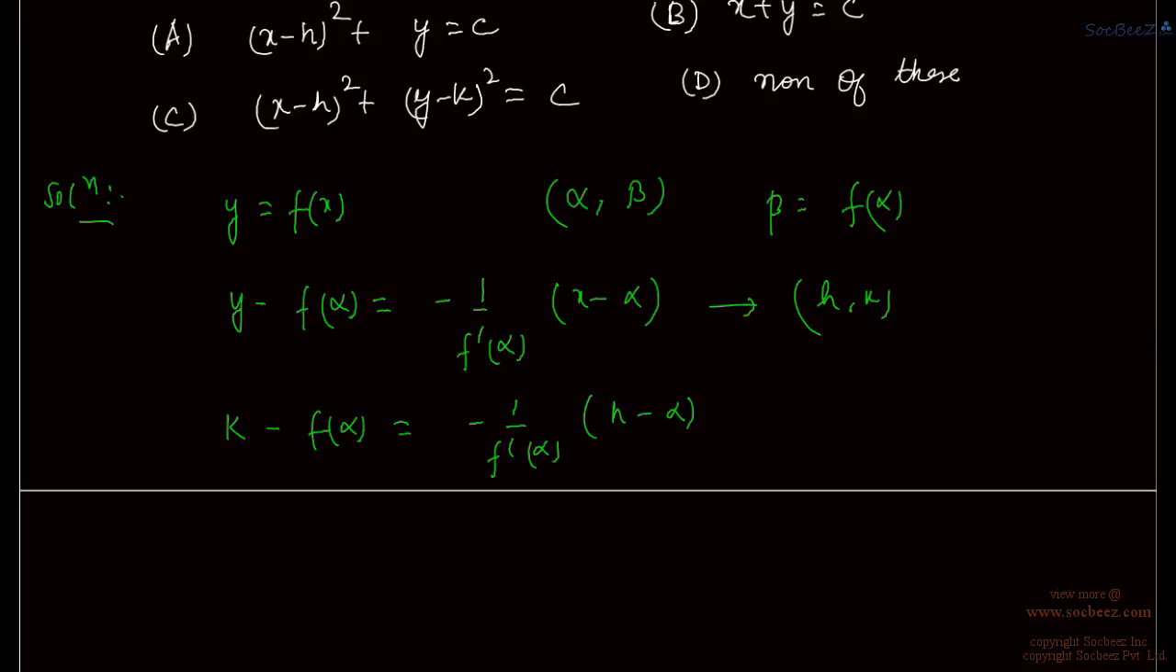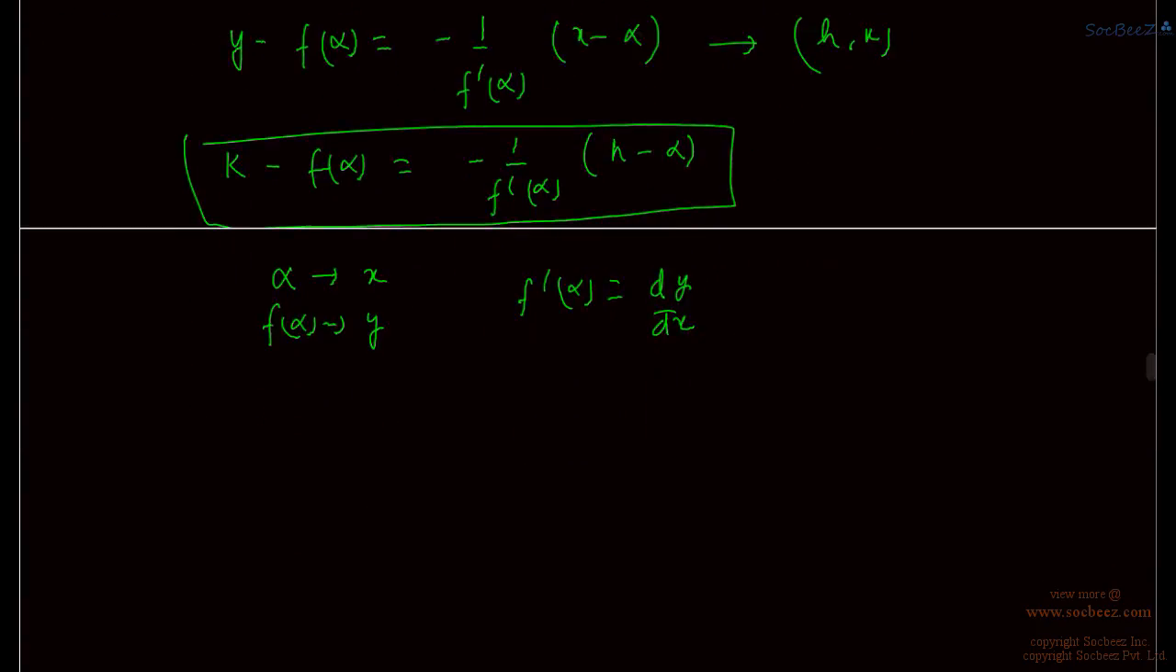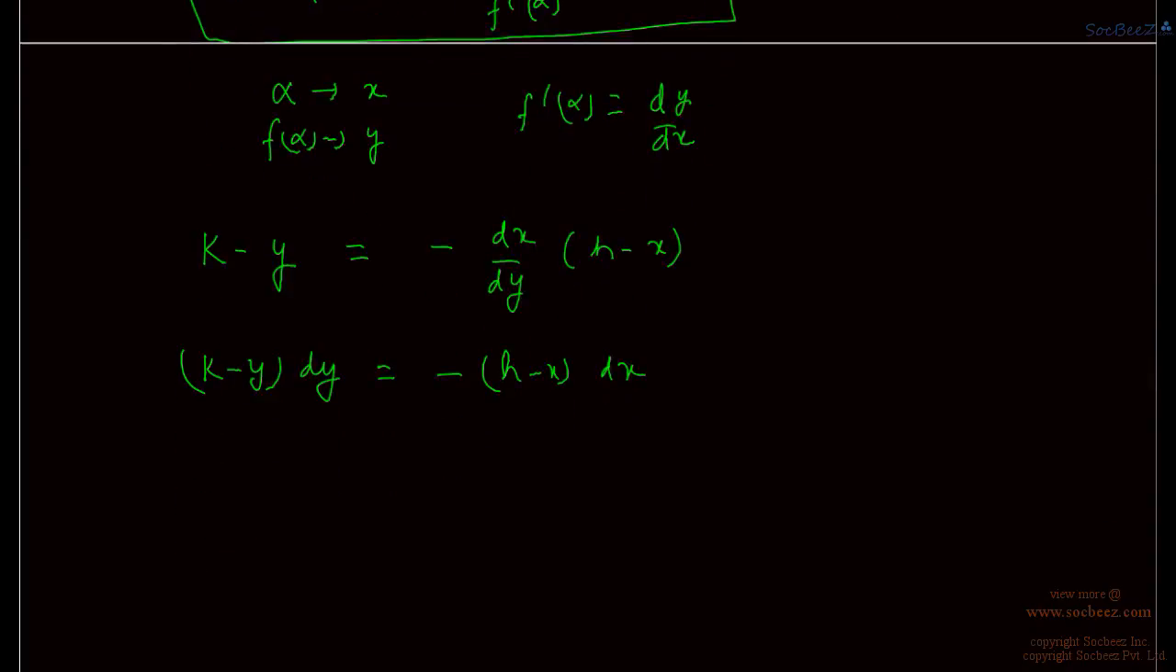Now since this is the general case for this curve, here alpha is basically the x coordinate and f(alpha) is the y coordinate. So we have f'(alpha) as dy upon dx. Now substituting this value in the above expression, we have k minus y is equal to minus dx upon dy into h minus x, or we can write (k minus y) dy is equal to minus (h minus x) dx, or further we can write it as (x minus h) dx plus (y minus k) dy is equal to 0.